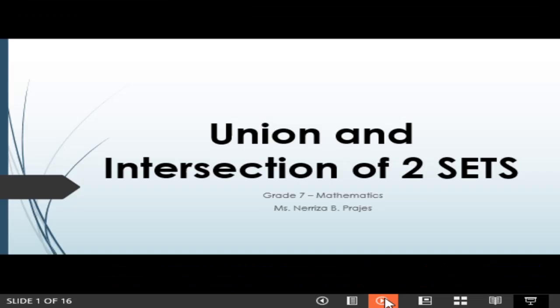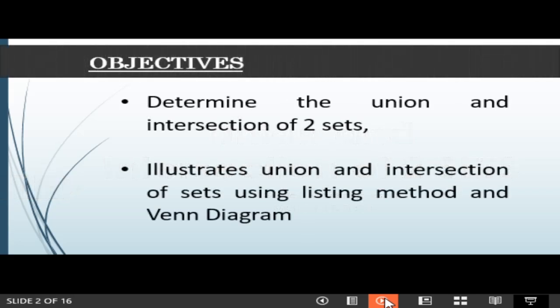Okay, for today's video lesson, I'm going to discuss the union and intersection of two sets. So here are our objectives for today's video. Determine the union and intersection of two sets and illustrate the union and intersection of two sets using a listing method and Venn diagram.